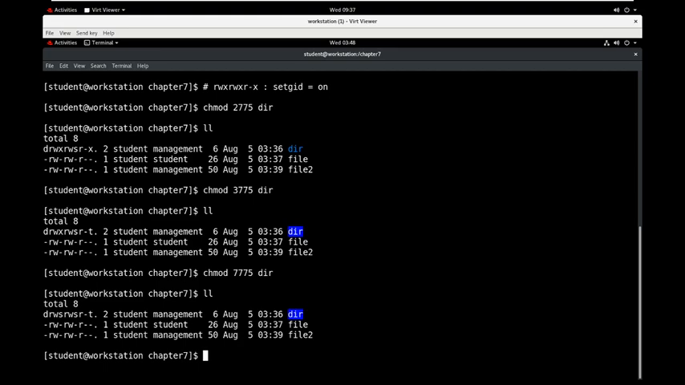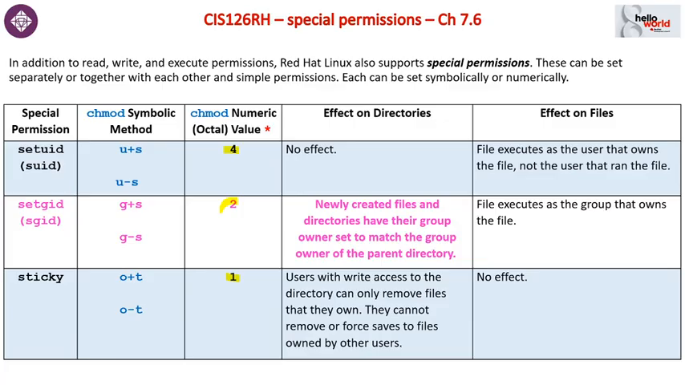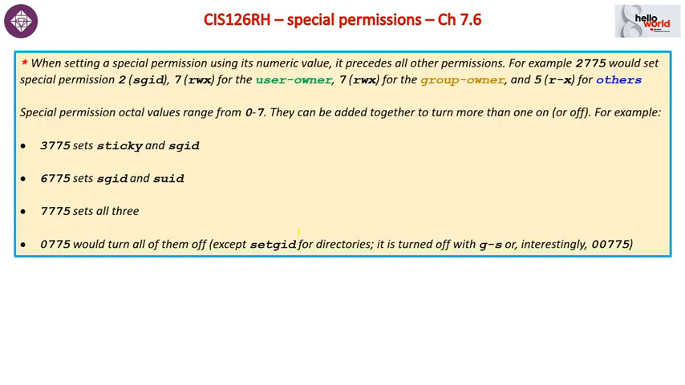So I'll go back to the PowerPoint here. And here they are, the 4, the 2, the 1, and what the effect of all these things do. Here is a little bit of talk. Remember, 0775, we're turning them all off except for set GID on directories. It is turned off using g-s, or interestingly, 00. They must have made some sort of change, and that's fine.